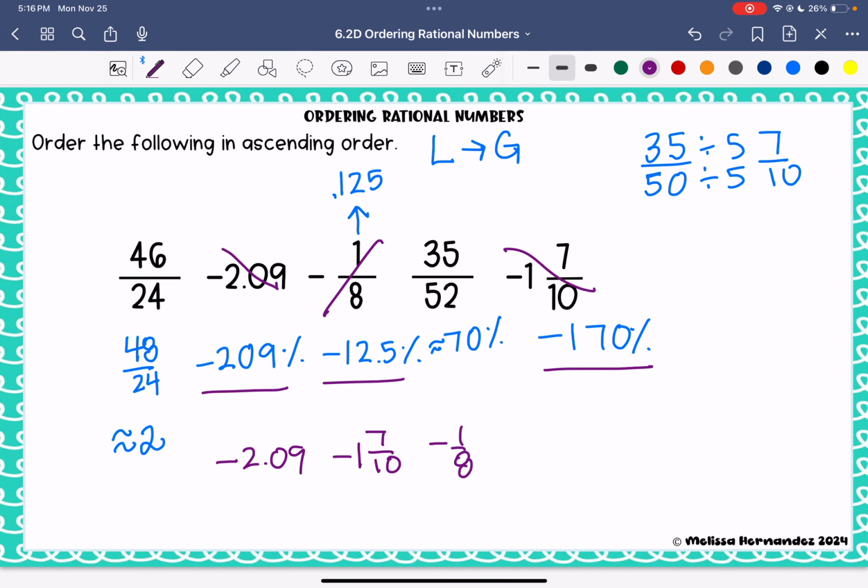And I know it's not 2 and 70%. But we're not finding, the goal is to put it in order. Whatever method works. I just think this is easier to find comparable numbers to put them in order. So we now successfully put this in least to greatest order.